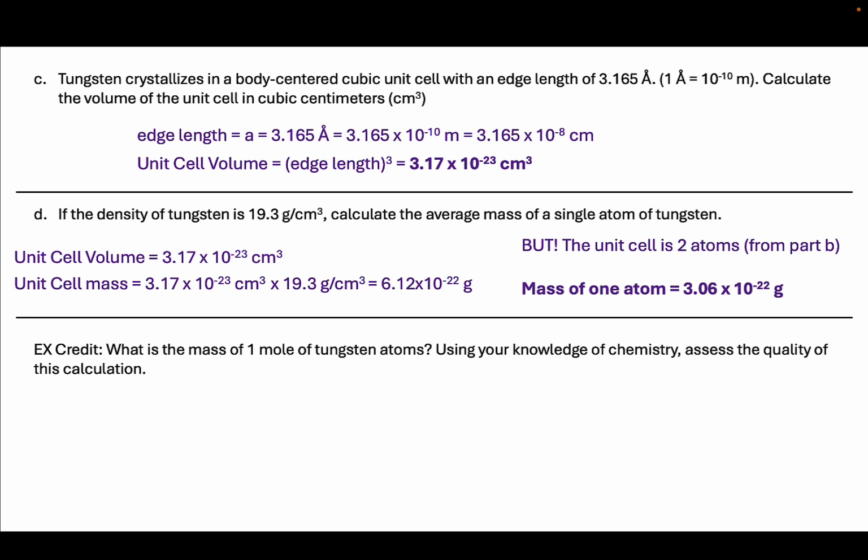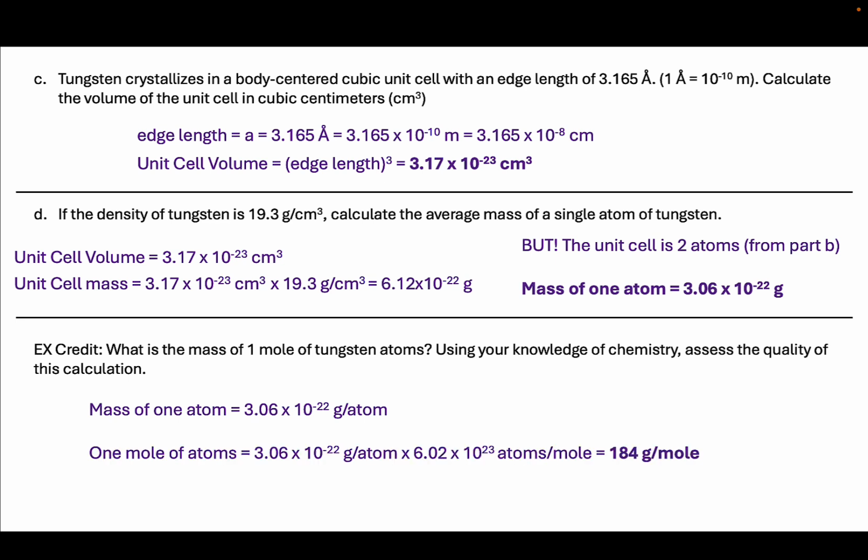As a little bonus, if we can get the mass of 1 mole of tungsten atoms, can we assess how well this calculation has gone? It's always good to be able to put things in context. We know that it's tungsten. If the mass of one atom is 3.06 times 10 to the negative 22 grams, how do we get the mass of 1 mole? 3.06 times 10 to the negative 22 grams per atom. Let's multiply this by the number of atoms per mole. We're going to cancel out our atoms and get a unit of grams per mole: 184 grams per mole.